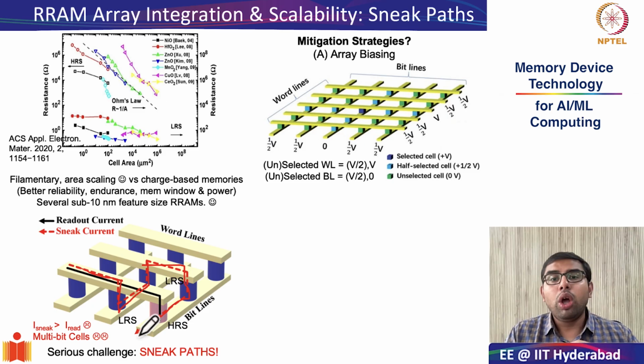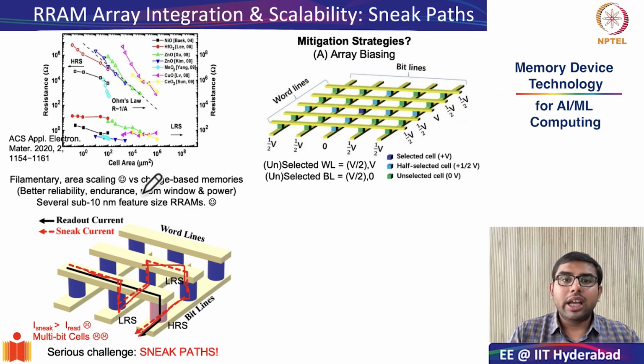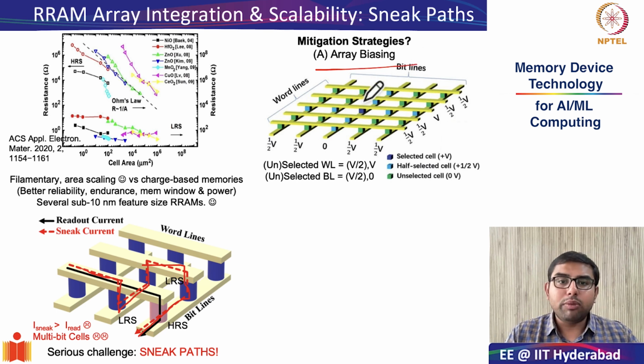So there are a few mitigation strategies. The first mitigation strategy is to do effective array biasing. Let me explain array biasing with this example. Let us assume the cell that I would like to read out is this particular cell. What I do is, on the word line corresponding to the cell that I would like to read, I apply V, and on the corresponding bit line I apply 0.